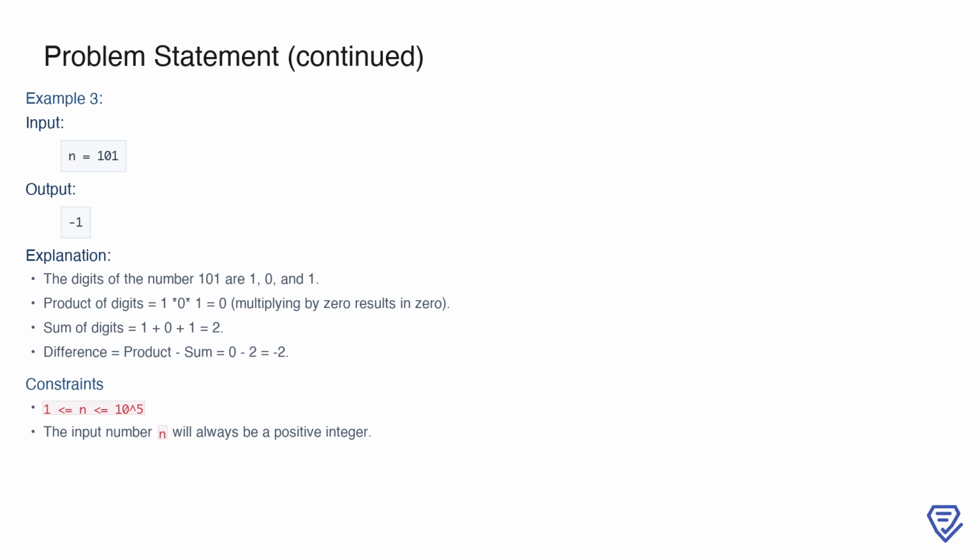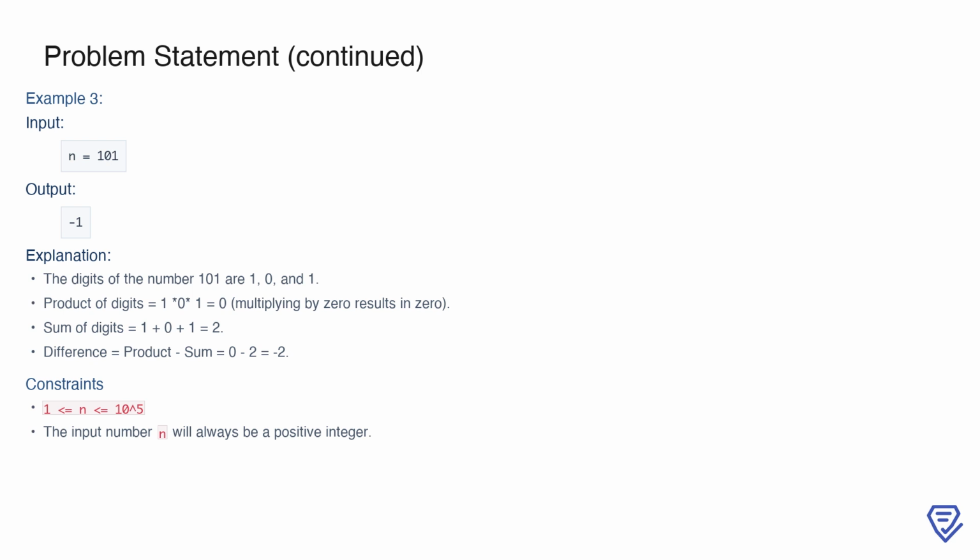Now, consider the case where n equals 101. The digits here are 1, 0, and 1. When calculating the product, multiplying by 0 causes the entire product to become 0. On the other hand, the sum of the digits is 1 plus 0 plus 1, which equals 2. Subtracting the sum from the product gives 0 minus 2, resulting in minus 2. This highlights an important scenario where the presence of a 0 in the digits can significantly affect the result.